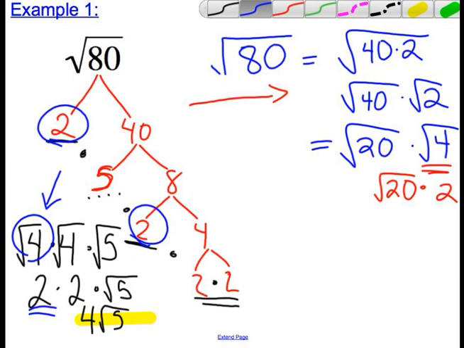This becomes easier to estimate in our head because the square root of 5 we know is a little bit bigger than 2, and that number is being multiplied by 4, so we could say this answer is a little bit bigger than 8. Okay, and that's what this is allowing us to do. So let's take a look at the next example here.